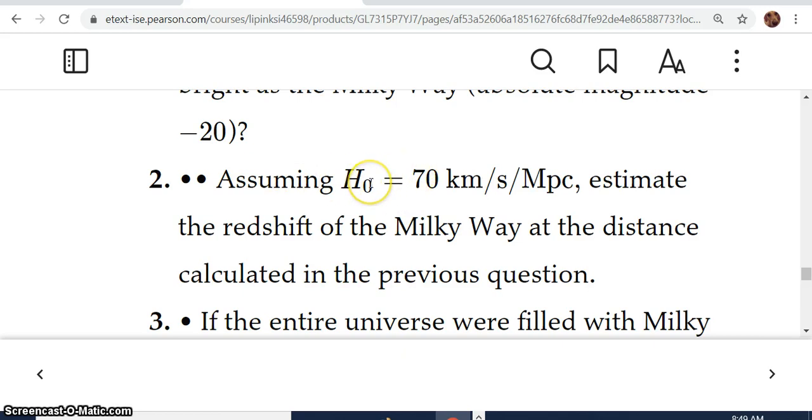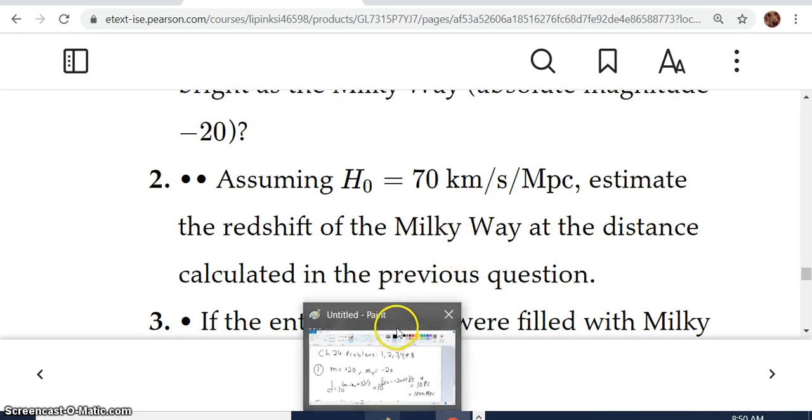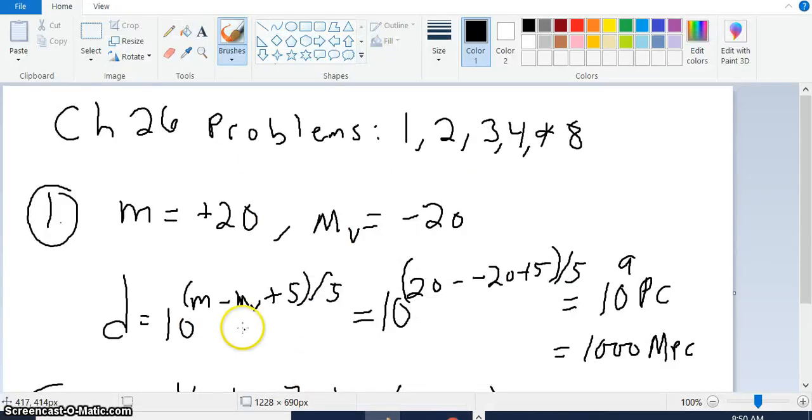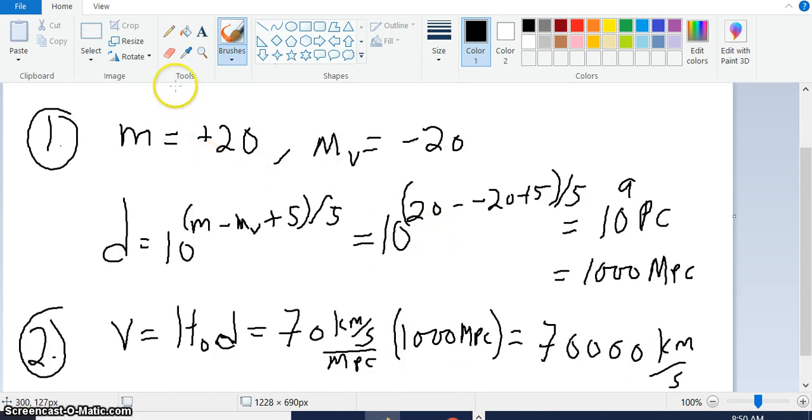Assume the standard Hubble constant H0 equals 70 kilometers per second per megaparsec. Estimate the redshift of the Milky Way at that distance calculated in the previous problem. So we need to answer that first. Let's switch to this, and here we're going to do the problem. I've already set this up.